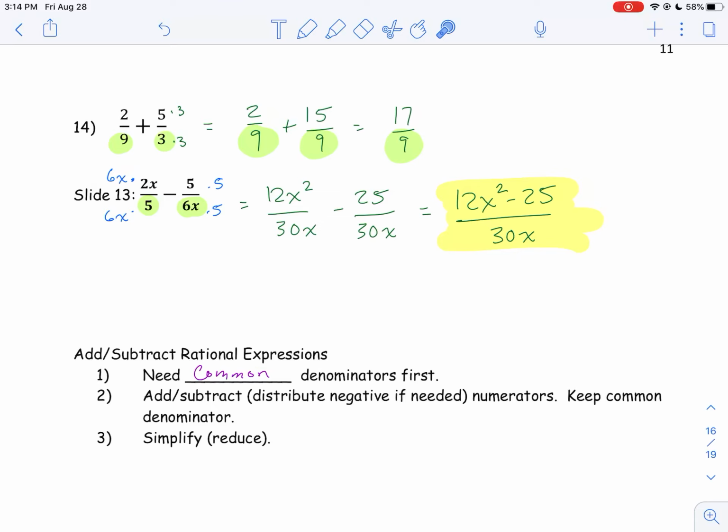I'm tempted to factor out a 3 or something, but you'll notice this isn't divisible by 3. So there's nothing I can just factor out. So there's no further simplifying I need to do here.